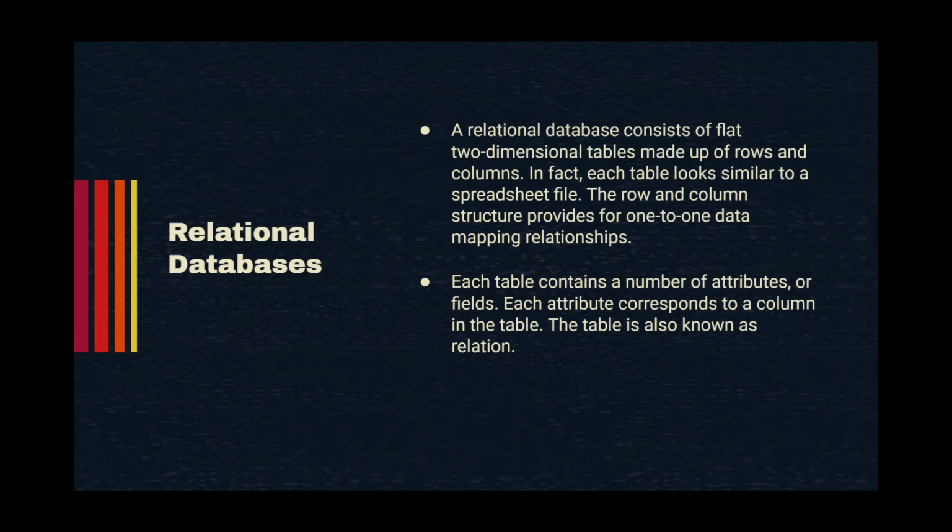We also have relational databases, which consist of flat two-dimensional tables made up of rows and columns. In fact, each table looks similar to a spreadsheet file, like Microsoft Office Excel. The row and column structure provides for one-to-one data mapping relationships. Each table contains a number of attributes or fields. Each attribute corresponds to a column in the table. The table is also known as a relation.